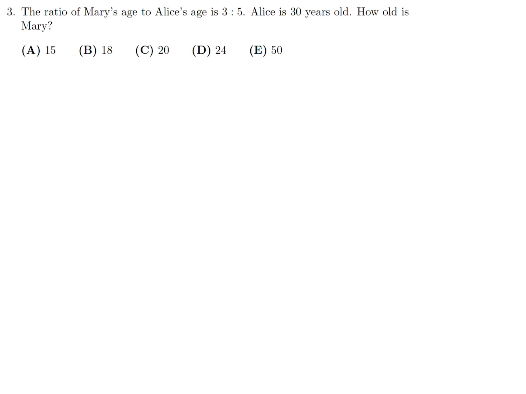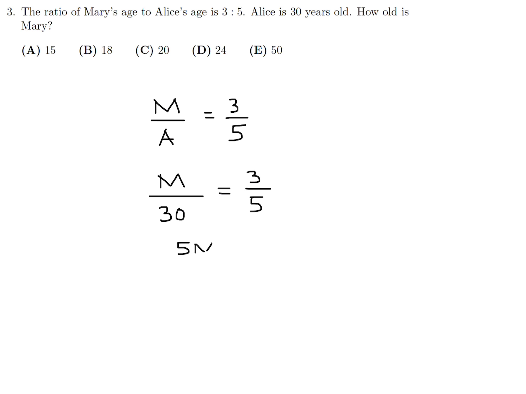The ratio of Mary's age to Alice's age is 3 to 5. Alice is 30 years old. How old is Mary? So Mary divided by Alice is 3 over 5. And they've told you that Alice is 30, and that equals 3 over 5, like that. Cross multiply, and you get 5m is equal to 90, and therefore m is equal to 18. And therefore, number 3, the answer is B.